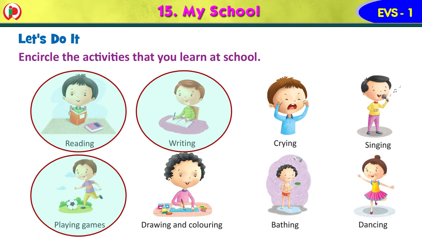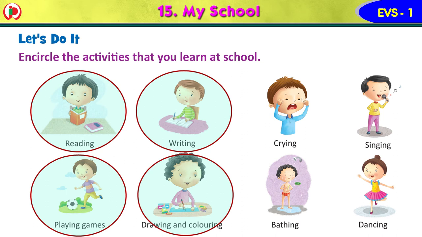Okay, children? Now, drawing and coloring. Next image, you can see a child is drawing and coloring. Do you do this drawing and coloring at school, yes or no? Yes, we have a class for drawing and coloring also. We have a drawing and coloring book where we draw and we color the pictures. So drawing and coloring is an activity that children do at school. So we can circle it. Yes, circle that.